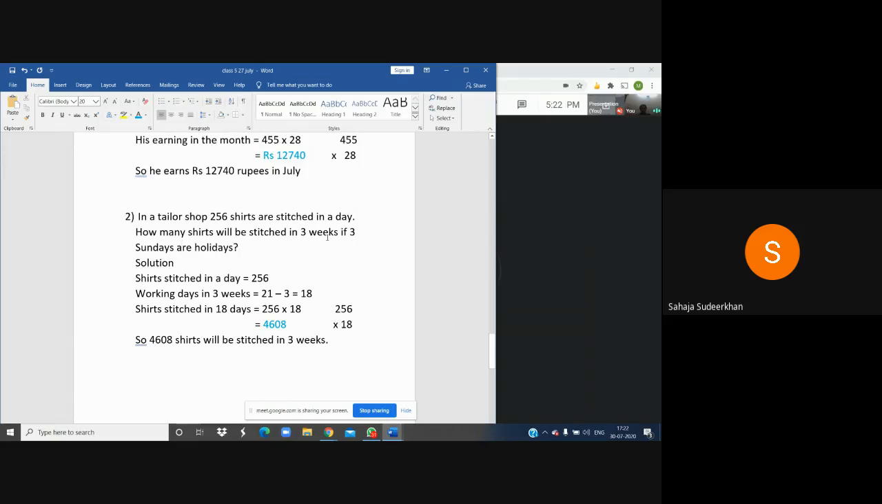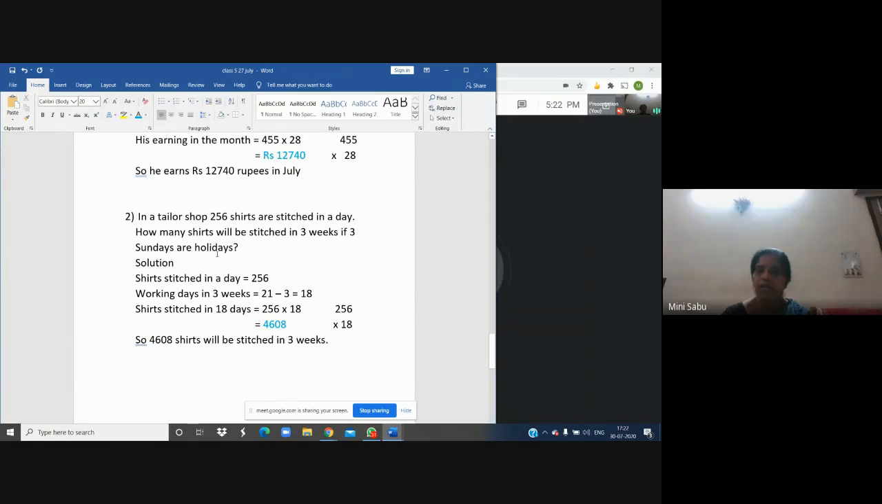Out of 3 weeks, 3 days are holidays. From 21, 3 days are holidays. So how many working days are there? 21 minus 3. Okay. And in these working days, every day 256 shirts are stitched. Okay. Now we will go to the solution part.